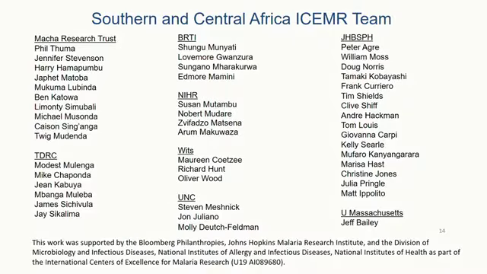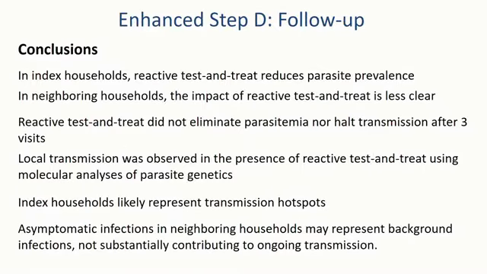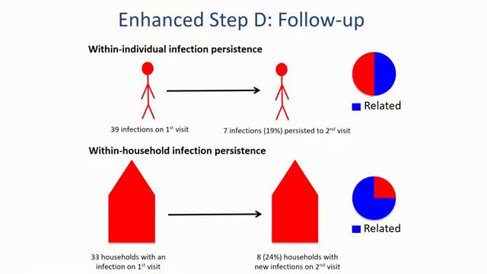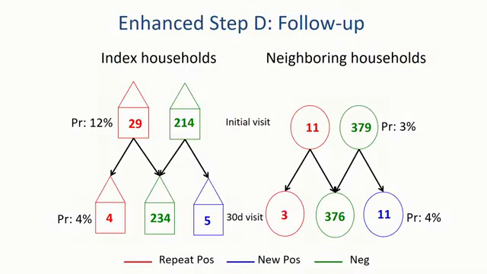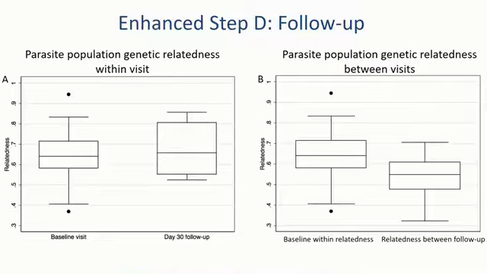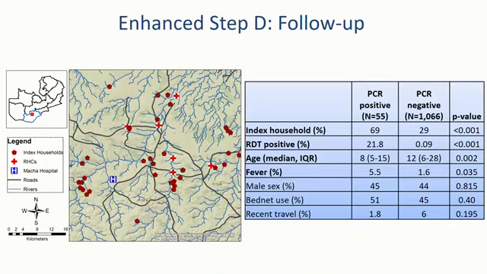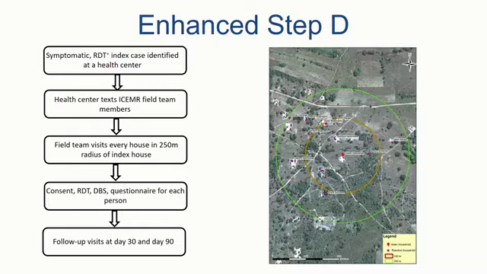Yes, please. Hi, thanks for a really cool talk. I have a clarifying point. Could you go back to the slide where you were showing the PCR versus RDT results at follow-up and in the different neighboring villages? It was somewhere in the middle. A little bit more. Sorry. While you're going through, I can ask my question, which is largely a clarifying one about the genetics.